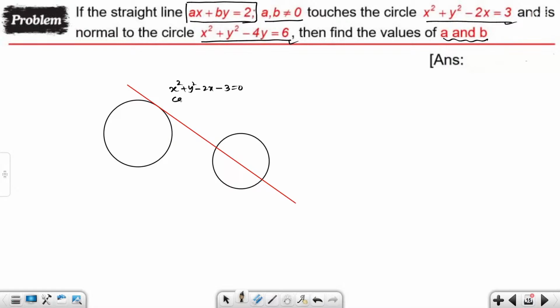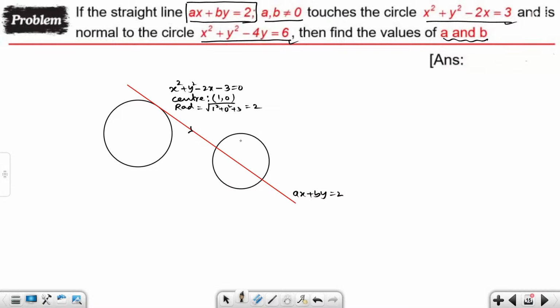So what is its center? Its center is (1, 0). And what is its radius? It is root over of 1 square plus 0 square plus 3. So that gives us 2. Right? Now, what is the equation of this line? It's ax plus by equals 2.